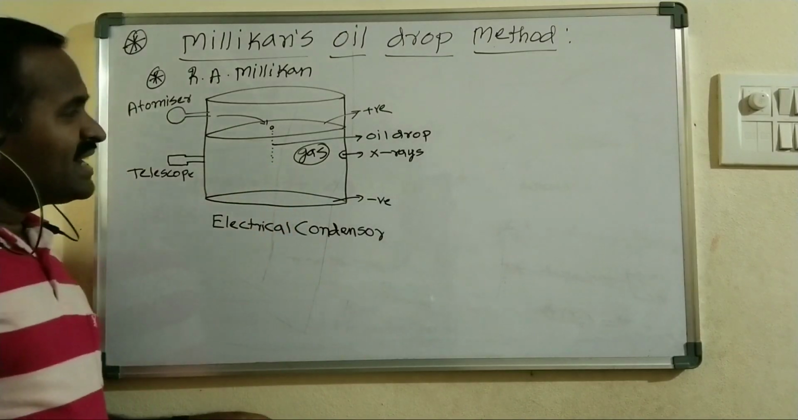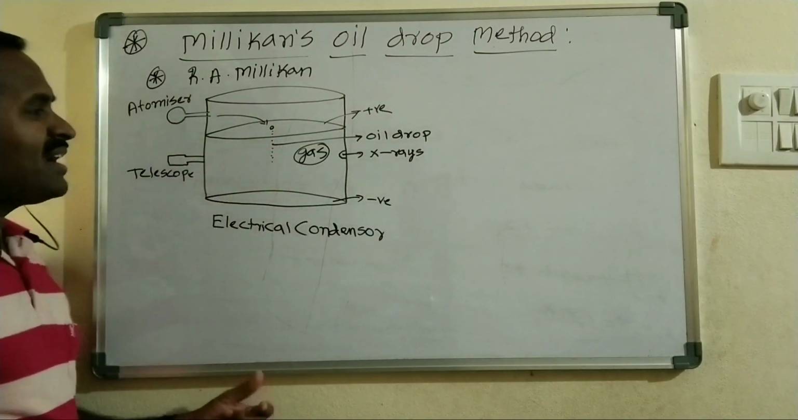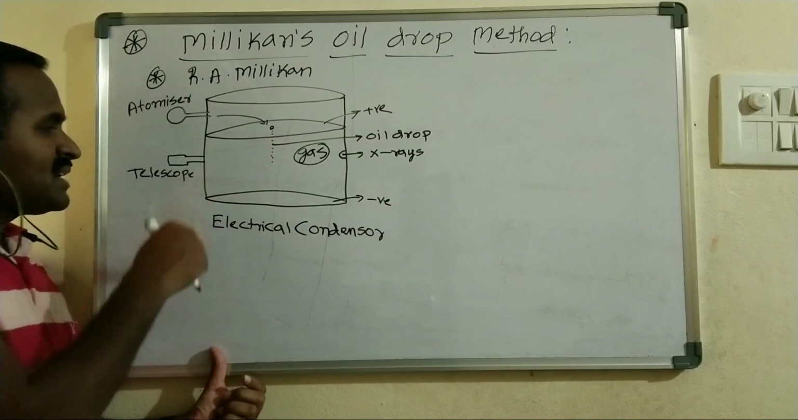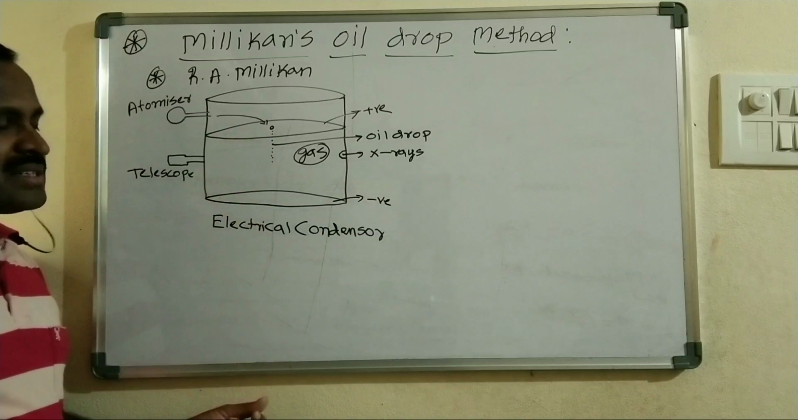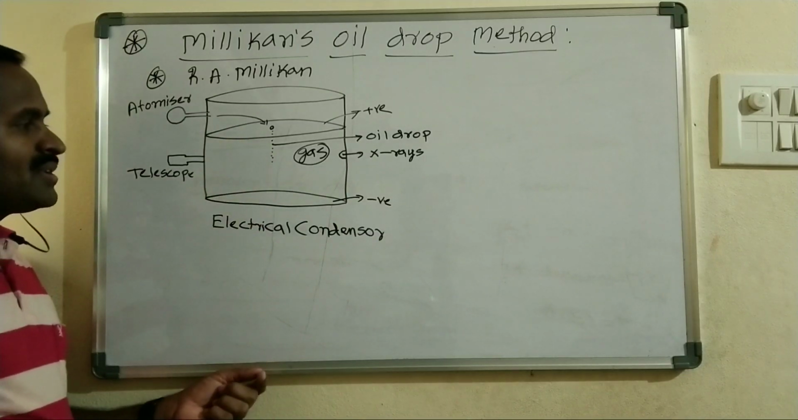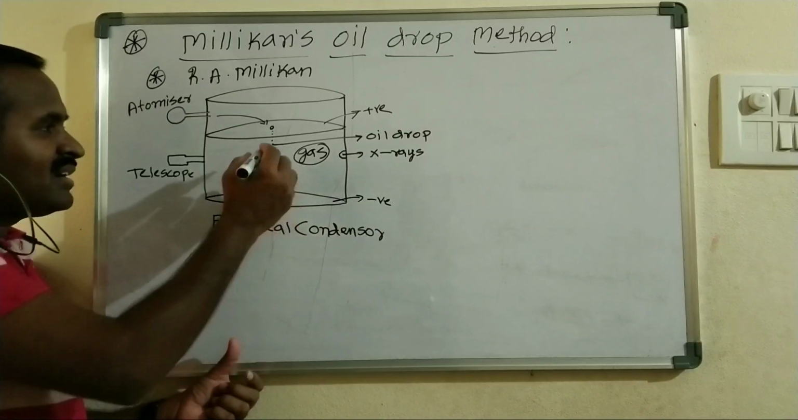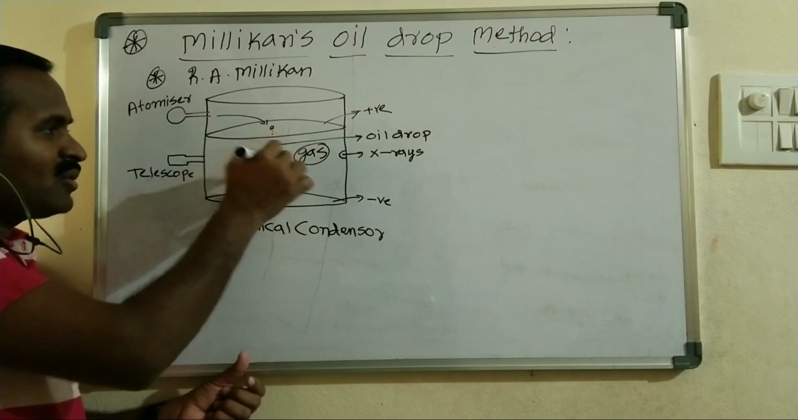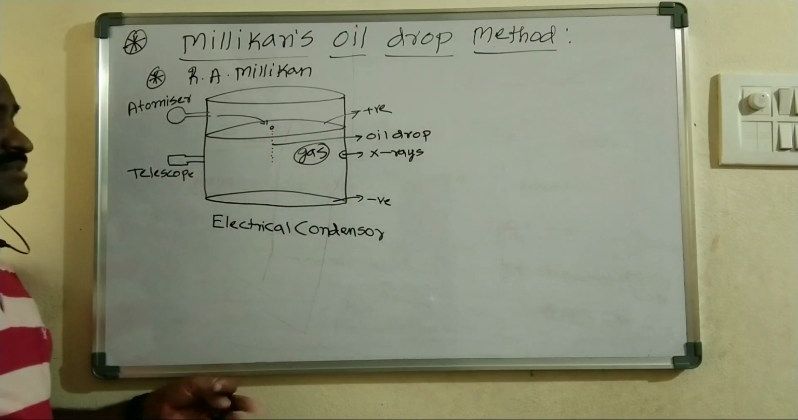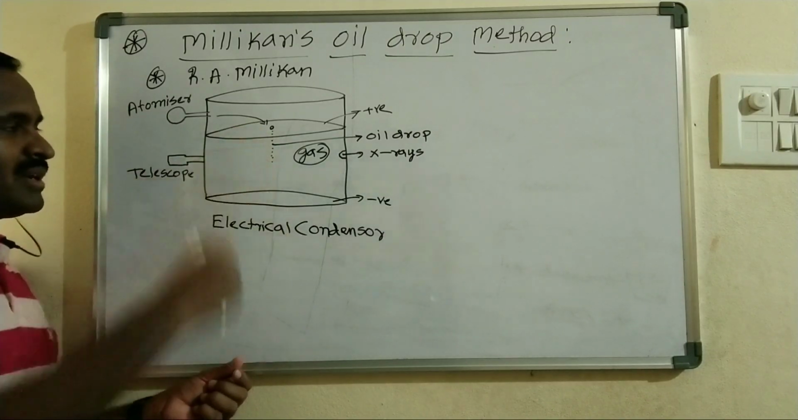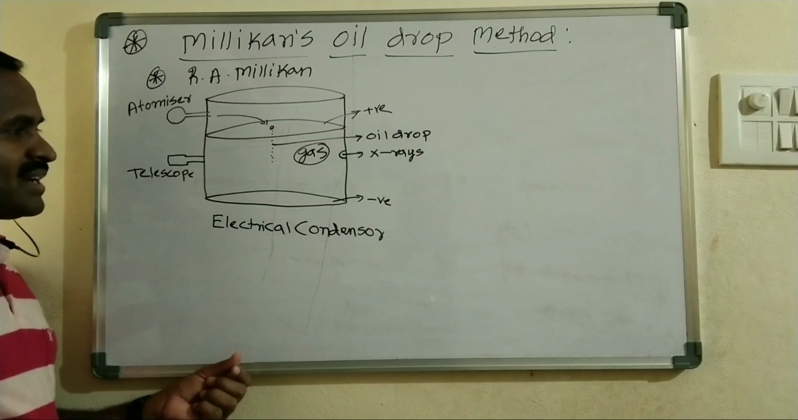Millikan measured the rate of falling of these oil droplets in the electrical condenser. He calculated the mass of the oil droplet with the help of this rate, that is, to what extent the oil droplet is going to fall in the electrical condenser.